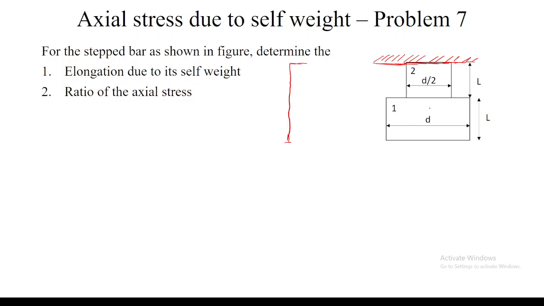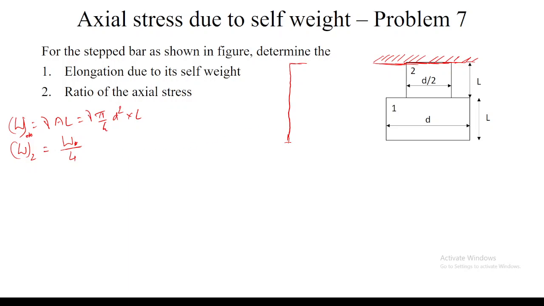Let us imagine the member one has a self weight of W, which equals gamma into A into L, which equals gamma into pi by 4 into D square into L. What will be the weight of the second member? This is the weight of the first member. What will be the self weight of the second member in terms of W1? W1 divided by 4, or we will imagine as W. Here, the weight of the second member will be W divided by 4.